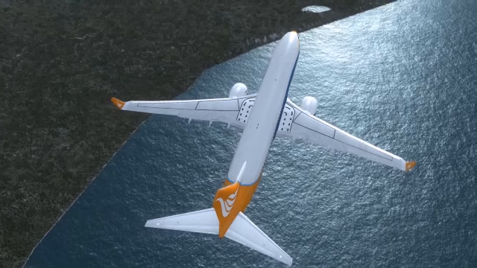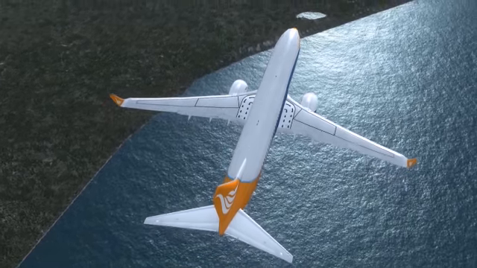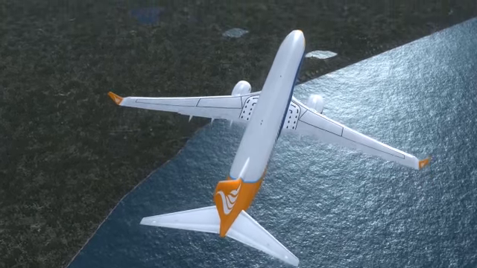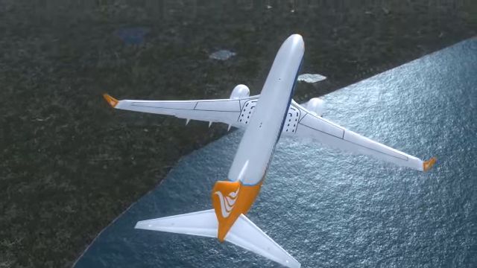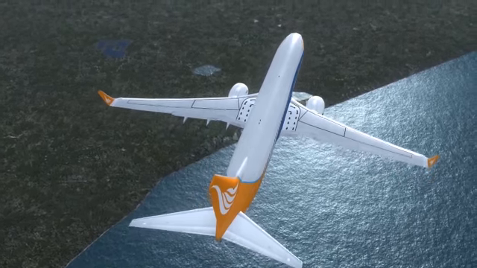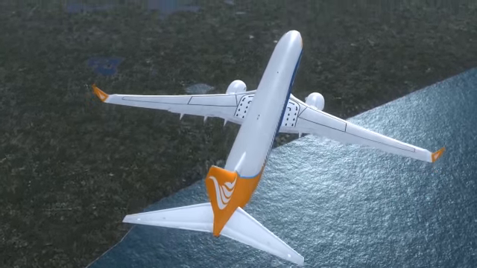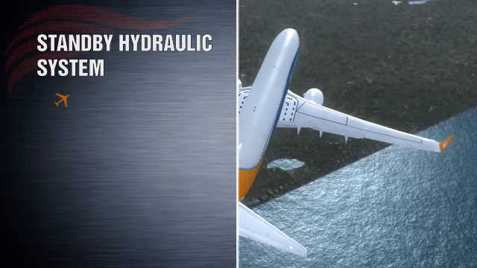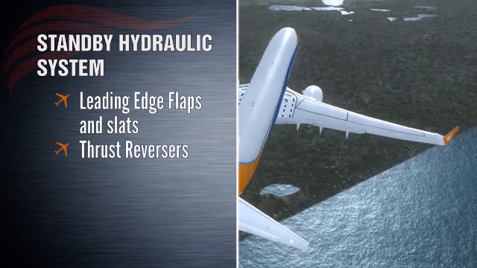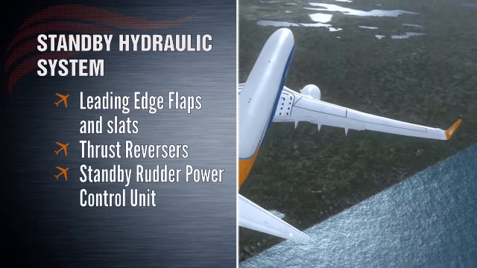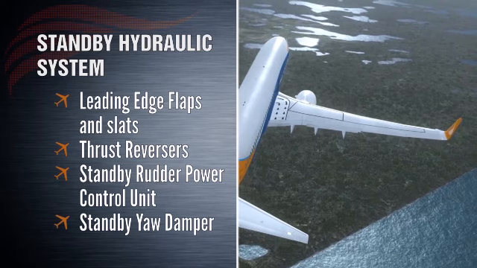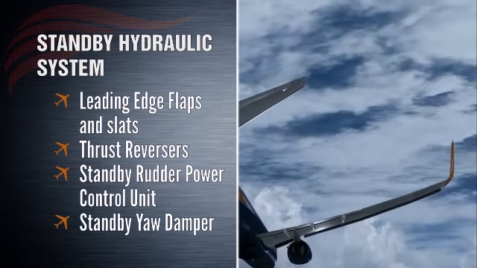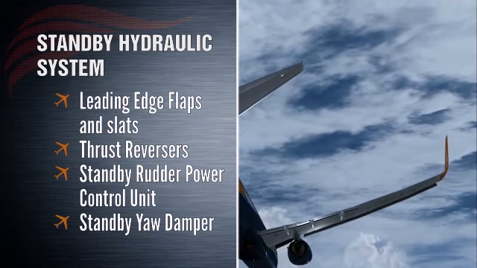We have discussed the A and B hydraulic systems in great detail, but we've not yet touched upon the standby hydraulic system. The standby hydraulic system is the third hydraulic system on the 737 and operates automatically or manually as a backup to systems A and B. It supplies alternate hydraulic pressure to the leading edge flaps and slats, both thrust reversers, the standby rudder PCU, and the standby yaw damper. Controls and indications for the standby hydraulic system are located on the flight control panel on the forward overhead panel.